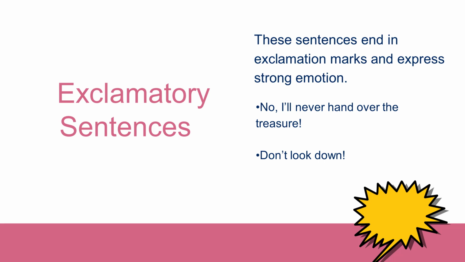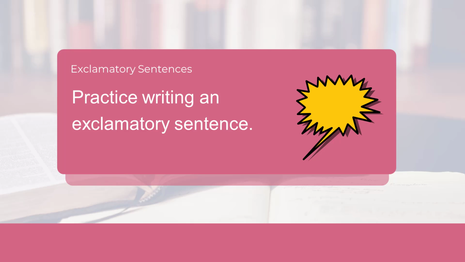Another type of sentence for a sentence function is the exclamatory sentence. And these are sentences that end in an exclamation mark and express strong emotion. For example, no, I'll never hand over the treasure, or don't look down. Go ahead and practice your own exclamatory sentence now.